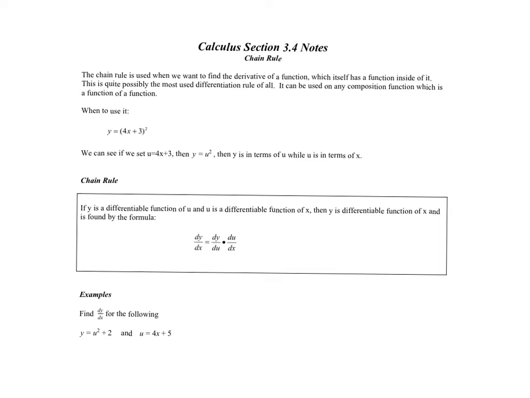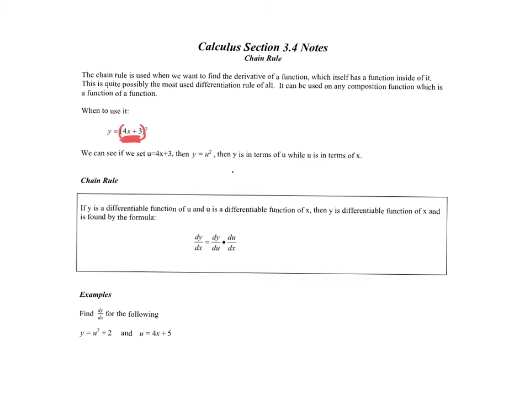Okay, in section 4, we are going to look at what is called the chain rule. And the chain rule is used when we have a composition of two functions. So a composition is essentially when you have a function that's not just x inside another function. So for example, we would use it in this first problem because you see there is a 4x plus 3, which is a different function inside of a squaring function.